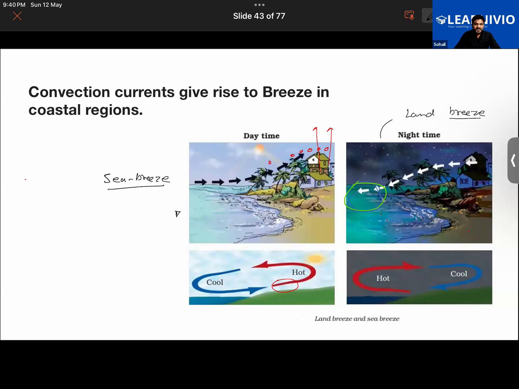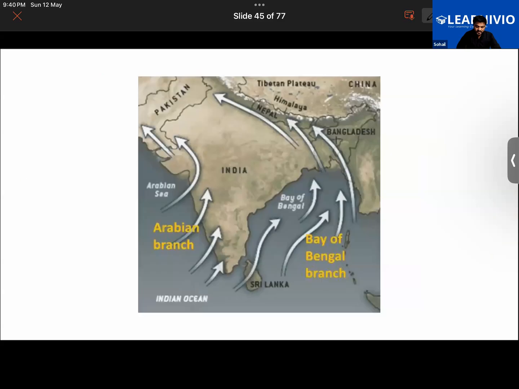Right now, sea breeze will be happening during day or night? Day. Land breeze will be happening when? Night. Okay. Now you can observe this phenomenon happening at a bigger scale also. The phenomenon of sea breeze can be observed at a larger scale also.